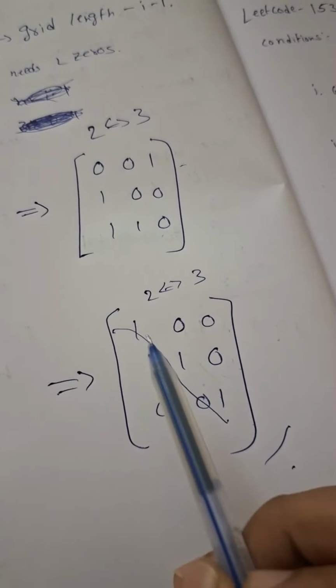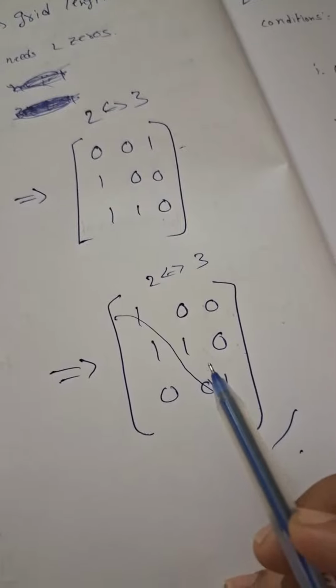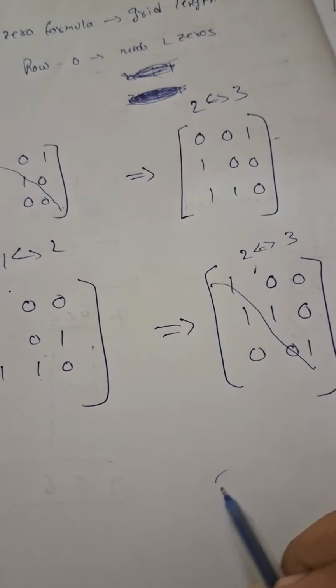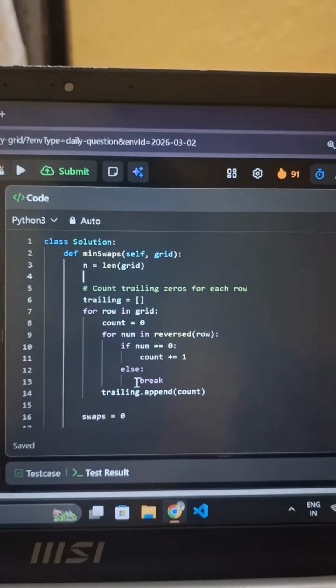Now you can see here the elements above the main diagonal are zeros, which means the problem is solved. Here the number of swaps performed is 1, 2, 3. So the output will be 3. Now let's see the code, guys.